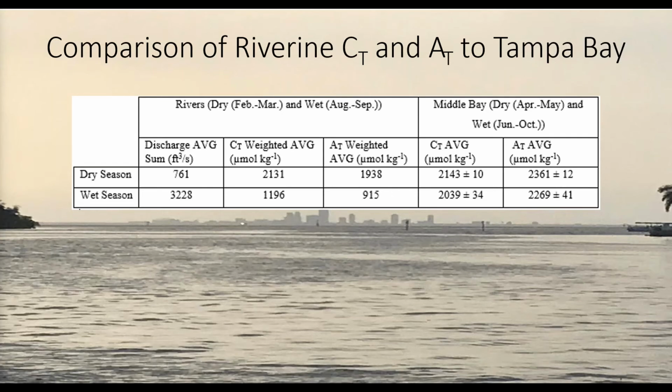Now in the wet season, the flow-weighted river averages are about half of the dry season concentrations. Therefore, CT and AT input from the rivers in the wet season contributes to lowering the bay's average CT and AT concentrations.